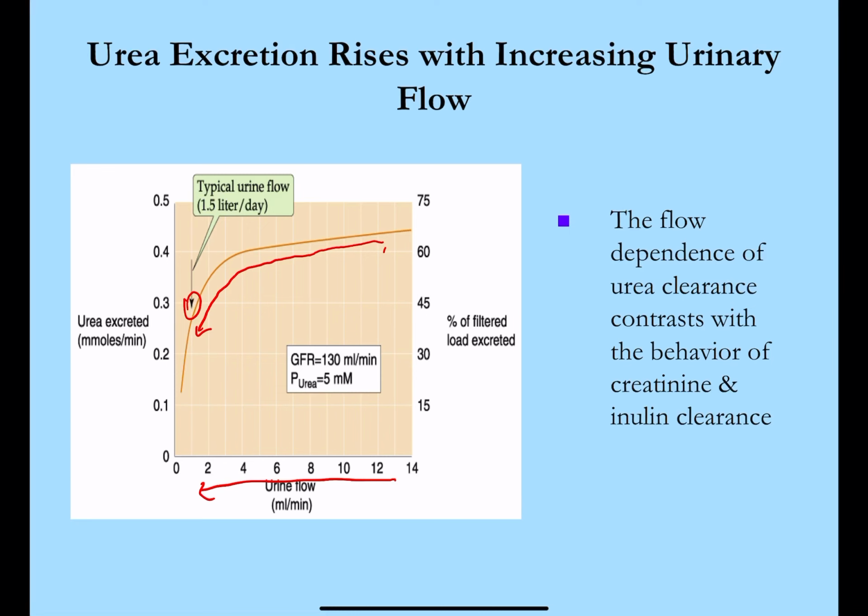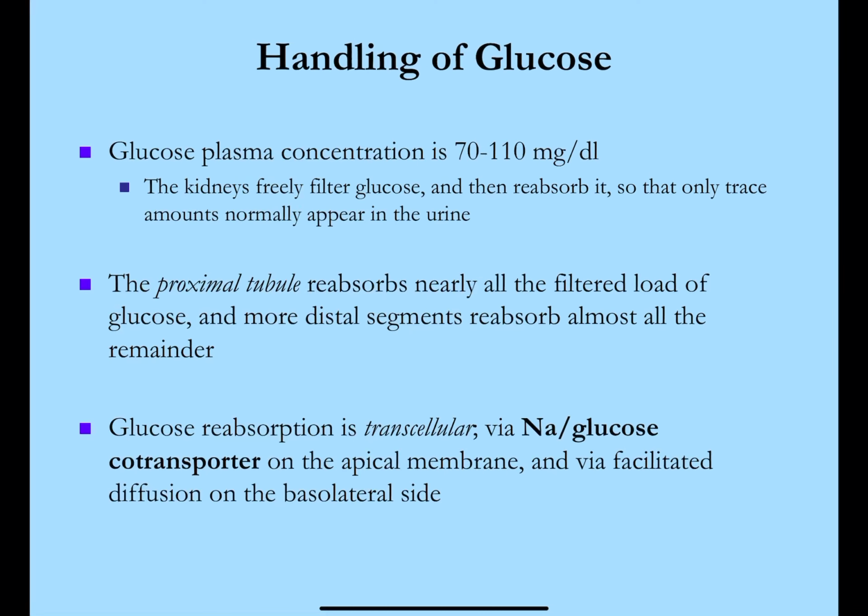The next one is glucose. That's really important, right? Our normal glucose concentration in the blood is about 70 to 110 milligram per deciliter. Because it's a small molecule, it's going to be freely filtered. So whatever I see in the plasma, I'll see it in the ultrafiltrate. It will just filter, but then 100% of it I will reabsorb. So that's the idea.